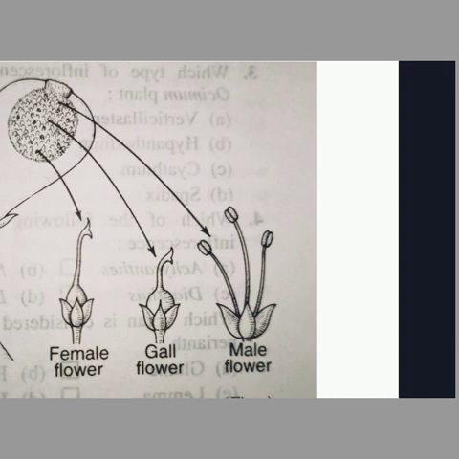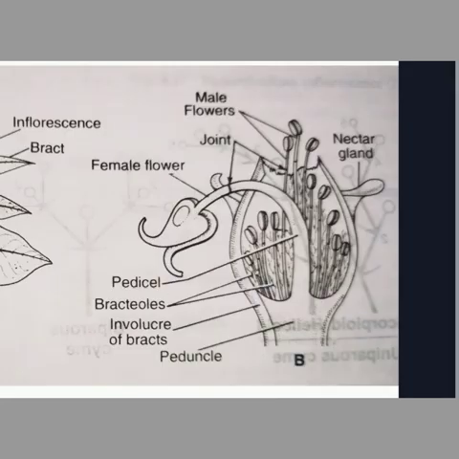Whenever an insect inserts through that particular pore, it first comes in contact with the male flowers, carries the pollen grains and comes to the female flowers. This is one of the cases. It is in case of the ficus, just like the banyan or the peepal, it will be observed. This is the case of the cyathium.